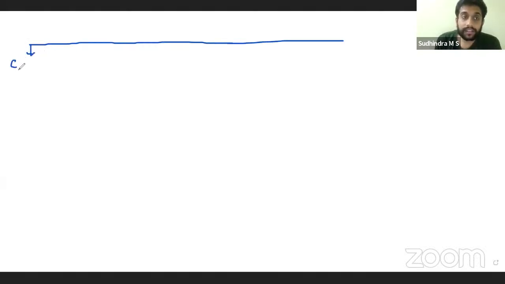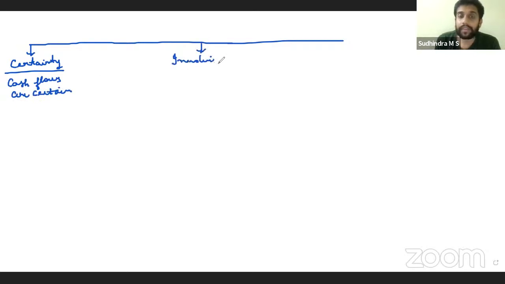Decision making under certainty. What does this mean? Where cash flows are certain. We don't have any issue here. Decision making involving risk. What do we understand by this? Here, cash flows involve risk. That means the cash flows that I'm predicting, we might not receive. However, we can assign probability. Probability can be assigned.